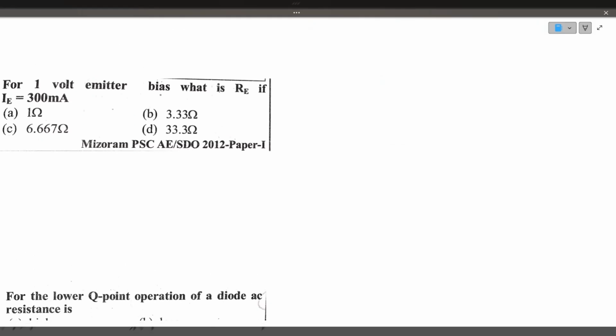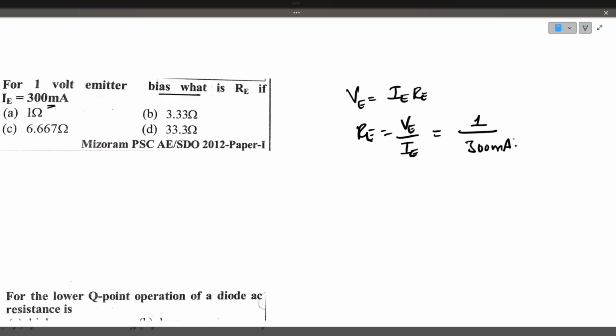For 1 volt emitter bias, what is the RE if IE is 300 milliamps? So emitter voltage is equal to emitter current multiplied by emitter resistance. So RE is nothing but VE divided by IE. Emitter voltage is 1 volt and this is 300 milliamps. So here the answer is 0.33 ohms. Option B.